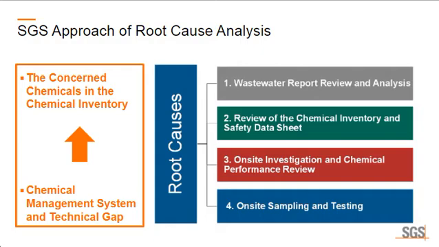And then we will go on site to investigate and to review their chemical performance on site, and also maybe interview their employees on site to find the real reason for the test failure. And at last, we will sample the high risk chemicals on site and do the testing. And if the suppliers would not test their chemicals in this case, the sampling and testing is optional in RCA.